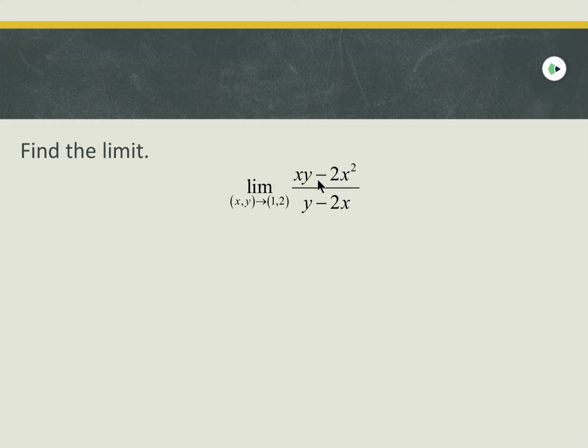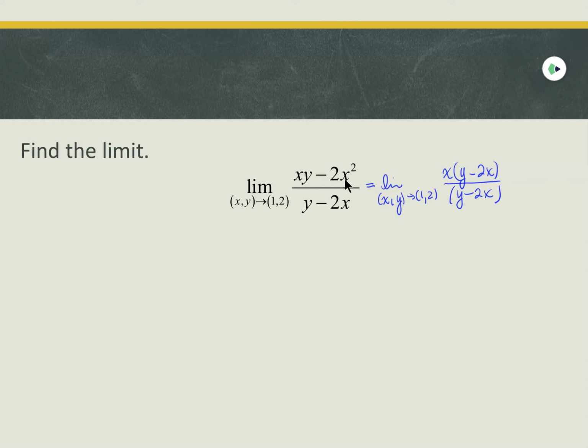So in single variable calculus, we learned a strategy to help us deal with cases like this. And that was to look to see if there were any common factors. And as I look at this numerator, I can see that it has a common factor of x. So let's go ahead and factor that x value out and see what we're left with. So we have the limit as xy approaches 1, 2. We're factoring an x out. That leaves us with y minus 2x, all divided by y minus 2x.